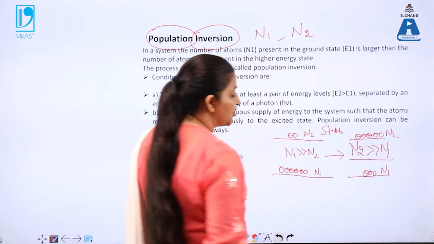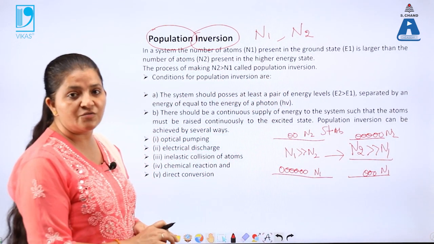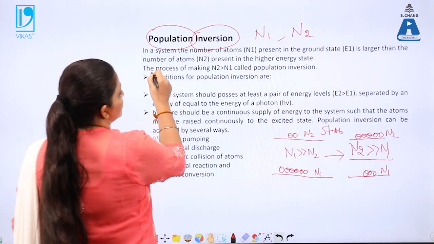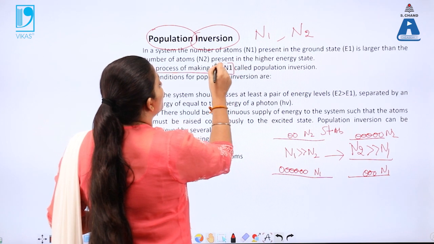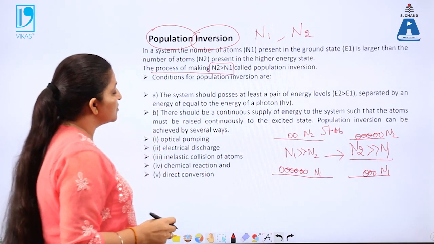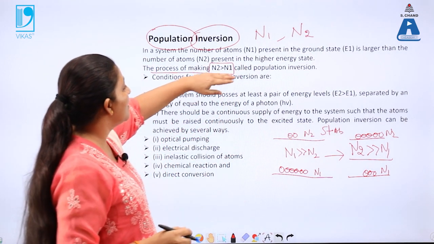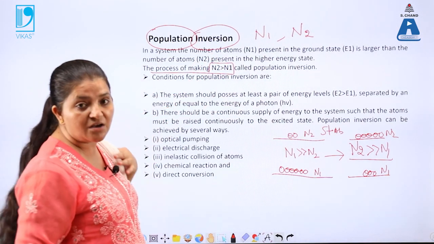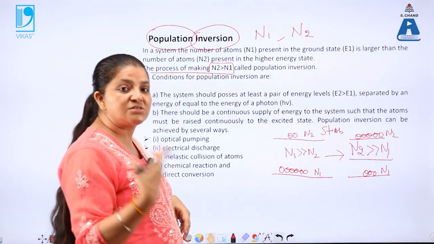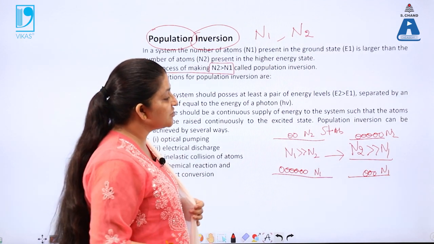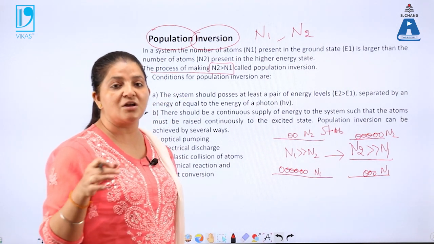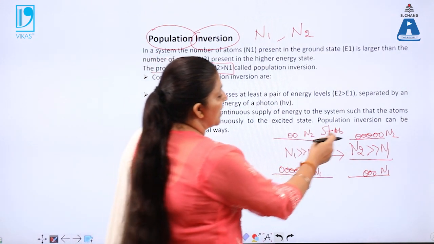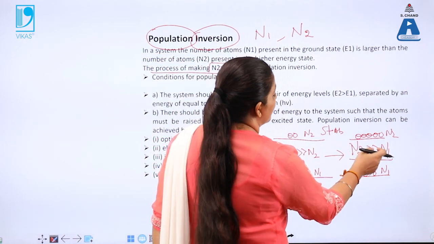This condition is known as population inversion. So population inversion means the process of making N2 more than N1. When a large number of atoms are present in the excited state than in the ground state, then energy is released. The photons which are released are responsible for the laser light, and in order to generate the laser light, N2 must be greater than N1.